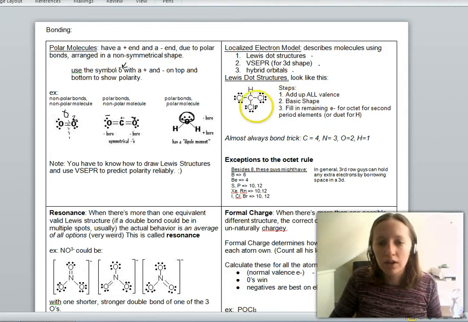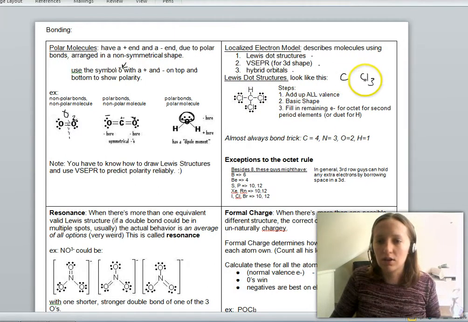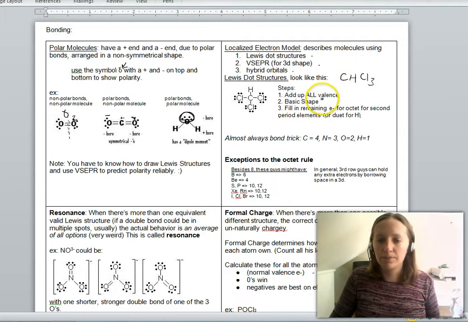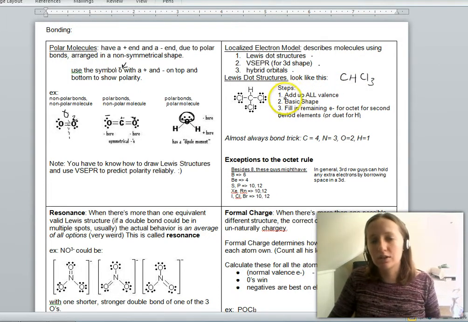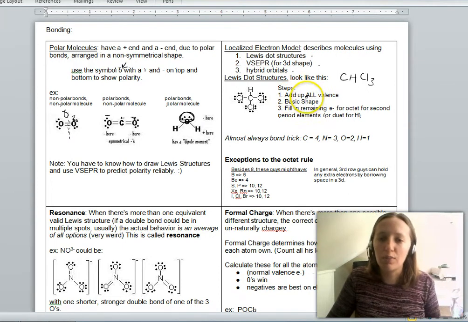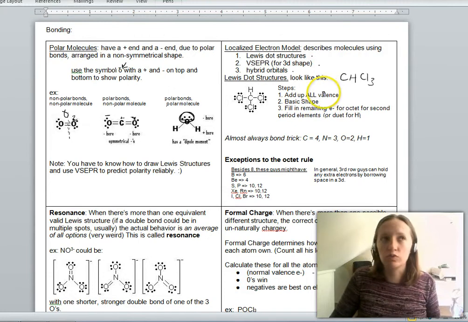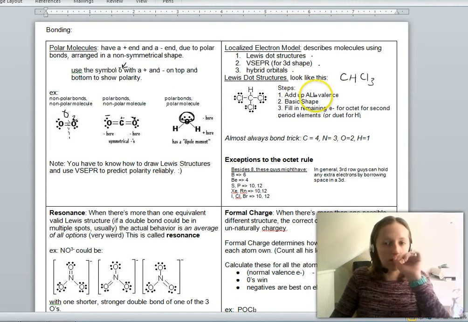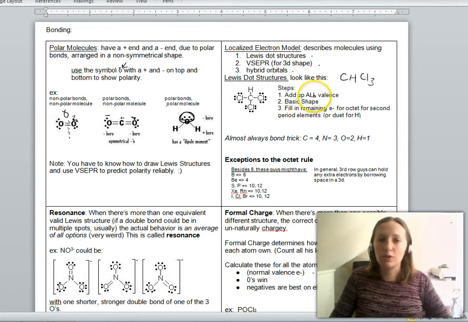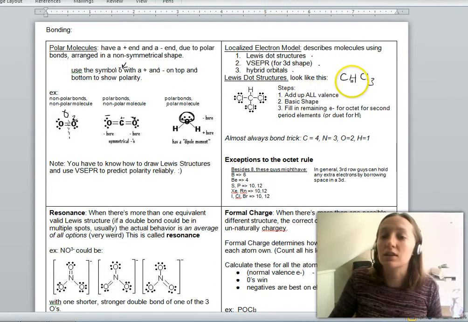Here we have carbon with 3 chlorines and hydrogen, so that's CHCl3. And it's important to remember, especially step 1, you have to add up all of your valence electrons, and then when you're done, make sure that you've accounted for all of them, because it's really easy to forget and leave 2 of them off, and then it's wrong, because you just made electrons disappear. Way to violate the law of conservation of mass.